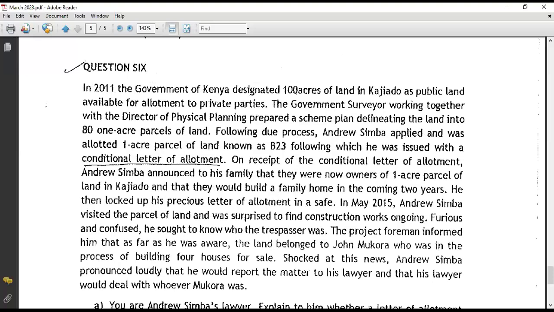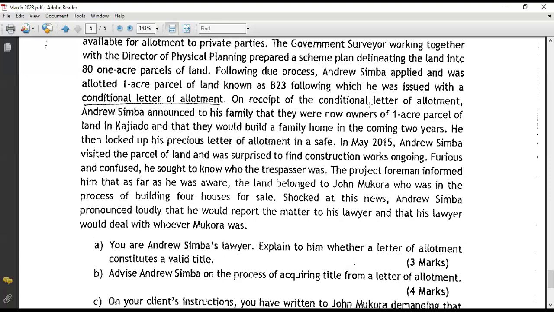In 2021, the government of Kenya designated 100 acres of land in Kajiado as public land available for allotment to private parties. The government surveyor, working together with the director of physical planning, prepared a scheme plan delineating the land into 80-acre parcels. Following due process, Andrew Silva applied and was allotted 1 acre of land, following which he was issued a conditional letter of allotment. On receipt of the conditional letter of allotment, Andrew Silva announced to his family that they are now owners of 1 acre of land in Kajiado and that they would build a family home in the coming 2 years. He then locked up the letter of allotment in a safe.